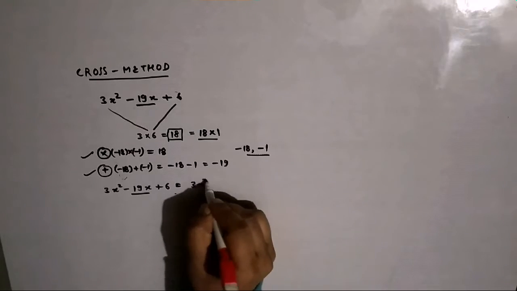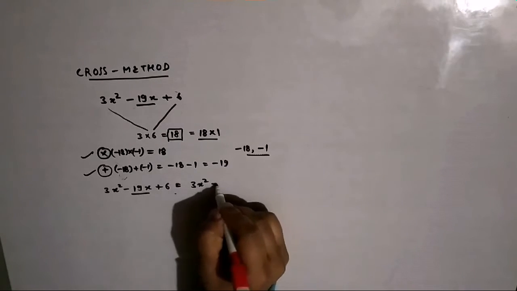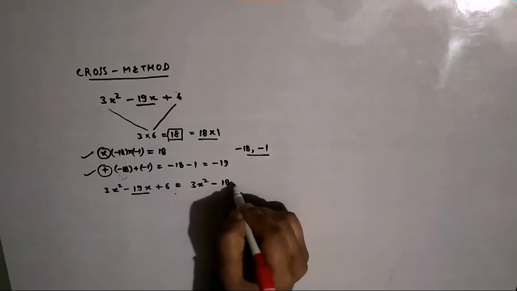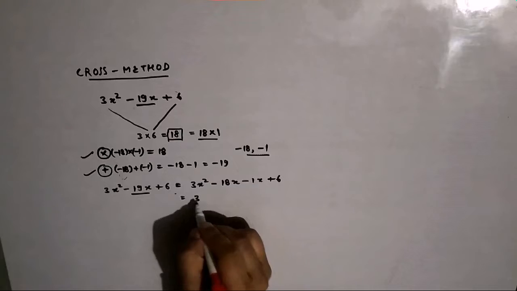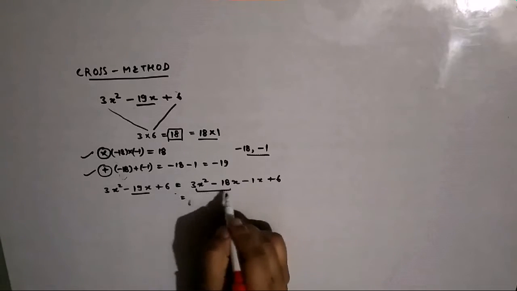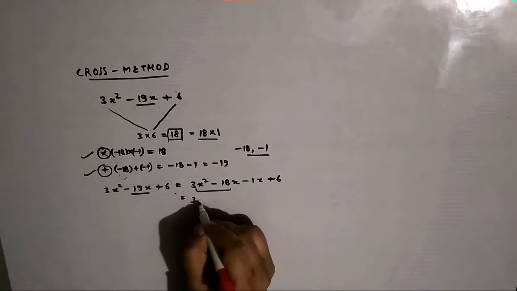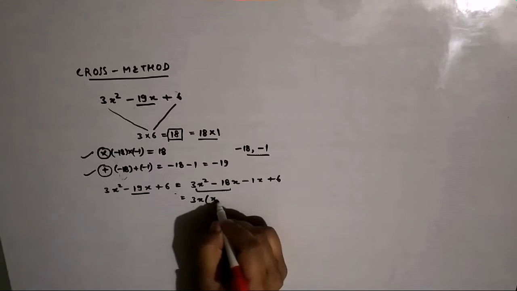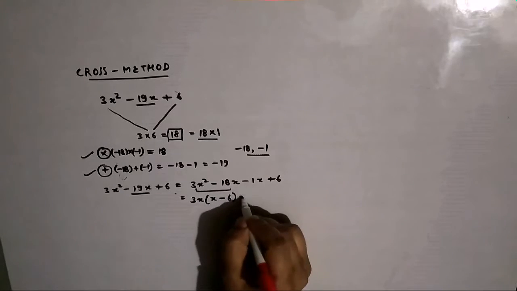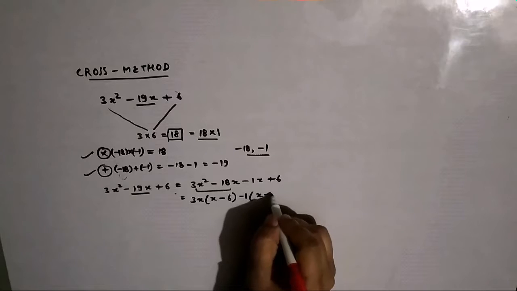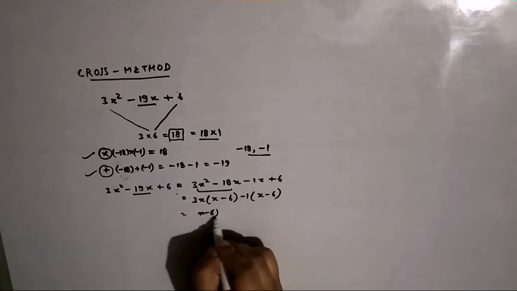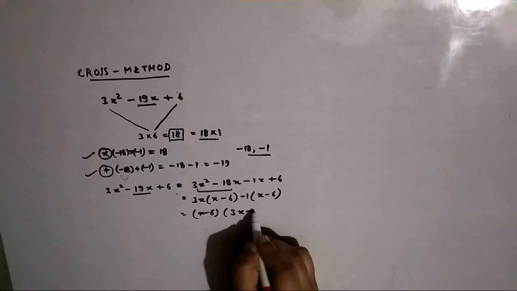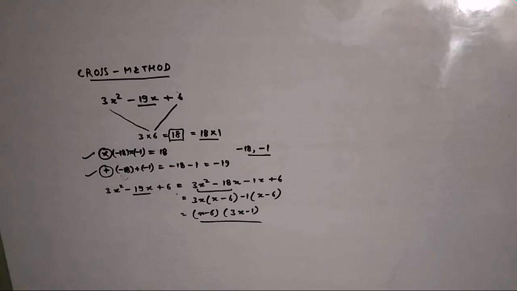So 3x square would remain as it is. Minus 19x can be written as minus 18x, and then minus 1x, plus 6. Now you can take common out of these. x is common, 3 is common, so you can take 3x common, so that becomes 3x into x minus 6. Here you can take minus 1 common, so that becomes minus 1 into x minus 6. Now x minus 6 can be taken as common, so that becomes x minus 6 into 3x minus 1. So that is the factorization of this.